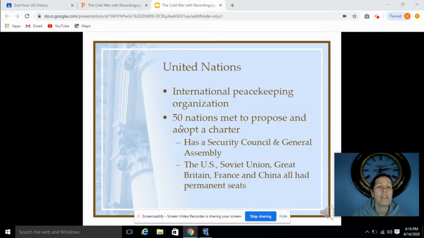The United Nations is something that came about after the end of World War II. This was the largest peacekeeping organization that we have. We still have it today. Remember, we talked about the League of Nations and how it did not become successful after World War I. This is their answer to that. And obviously it's successful for the fact that it's still around today.